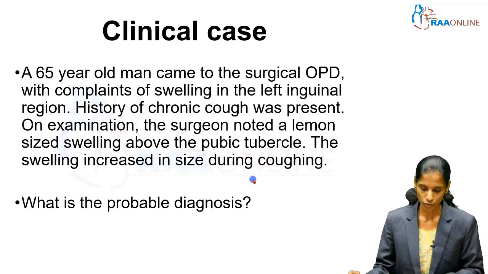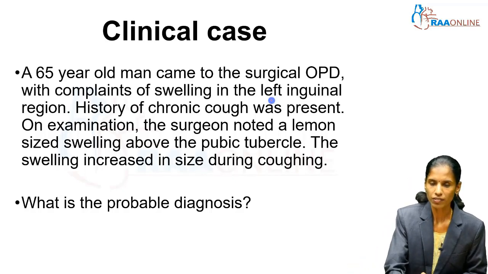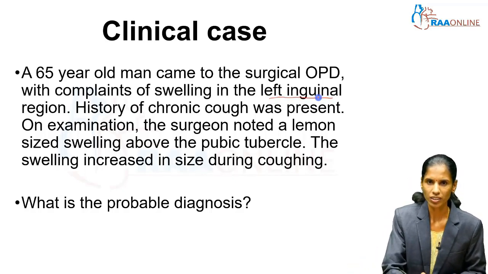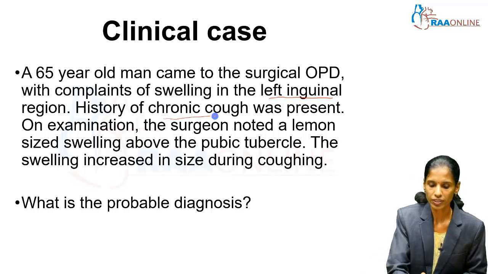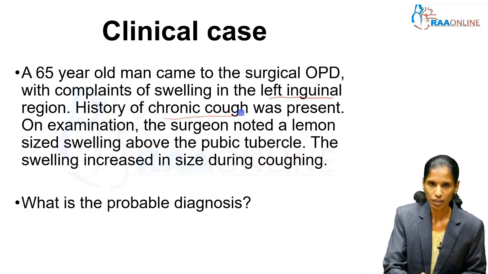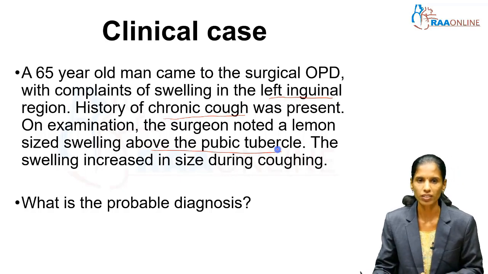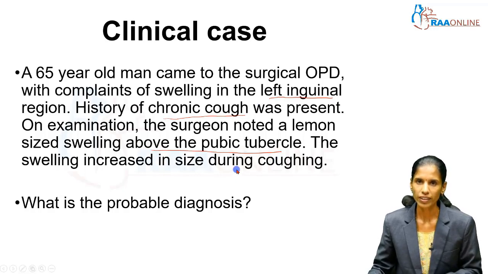Here the clue for this case is that the swelling was present in the left inguinal region. The other clue is the history of chronic cough. On examination, the swelling was present above the pubic tubercle, and it increased during coughing. With these clues, we can diagnose this as a case of inguinal hernia.